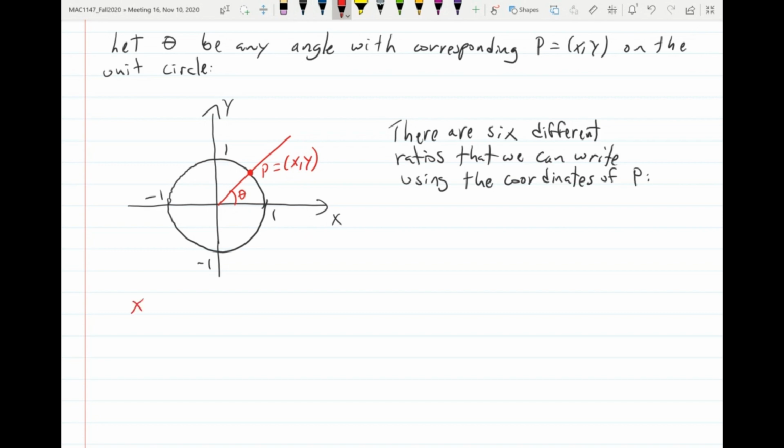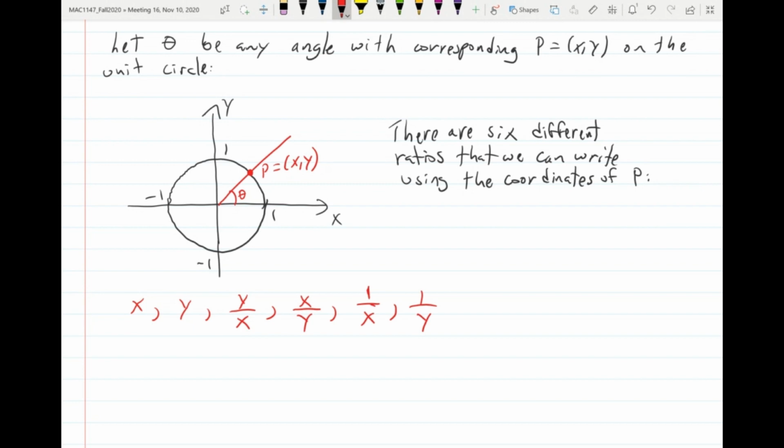For example, we can write x. Of course, we can write y. Remember, x stands for x over 1, and y stands for y over 1. Then we could do y divided by x. Then we could also do x divided by y. And then we could flip the x, so 1 over x. And then we could flip y, 1 over y. So these are all the possible ratios that we can write. Given an angle theta, you get your point P on the unit circle with coordinates x comma y, and we can write these six ratios.